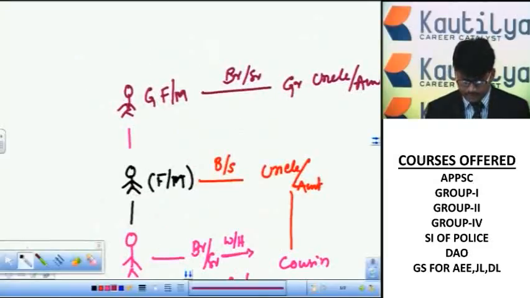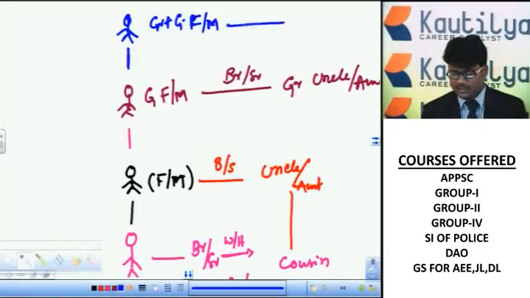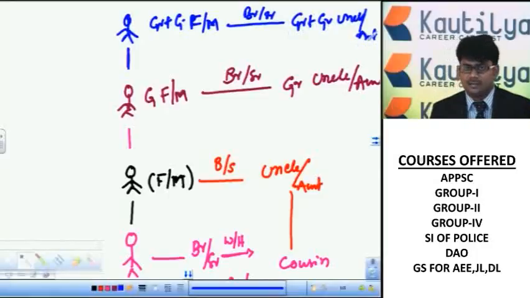If that person has a parent, that parent is called a great grandparent, that means great grandfather or great grandmother. That person's brother or sister is called great grand uncle or great grand aunt. These are the relations that come from the parent side in our manner.